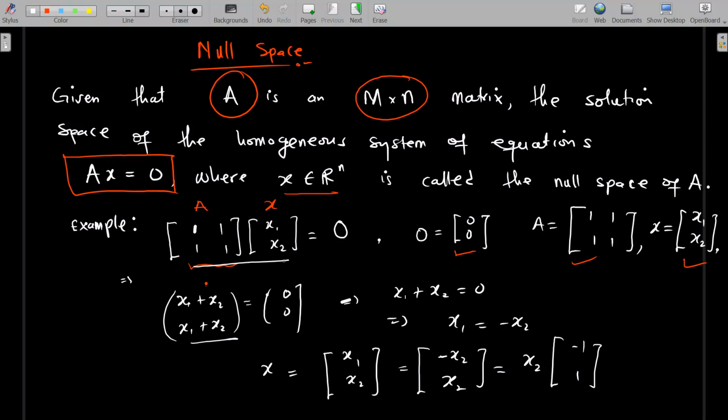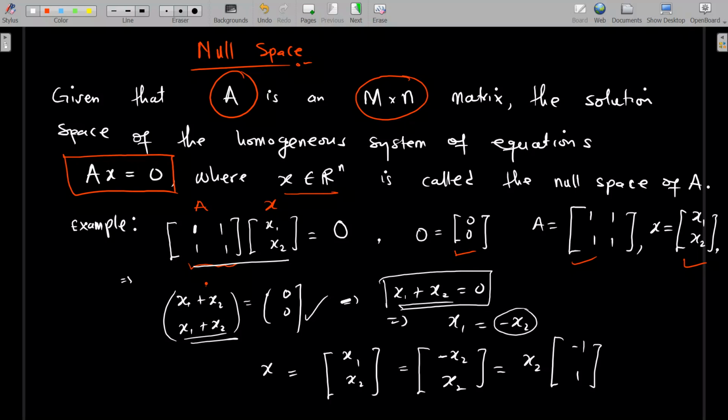When you multiply these two, you have this, and this is equal to 0. If two vectors are the same, then the components are the same. So you have either this is equal to 0 or x1 plus x2 is equal to 0. In any way, you have two equations of the same thing, so you just pick one of them. The only equation we have is that x1 plus x2 should be 0, and that way I can write x1 in terms of x2 as negative x2.